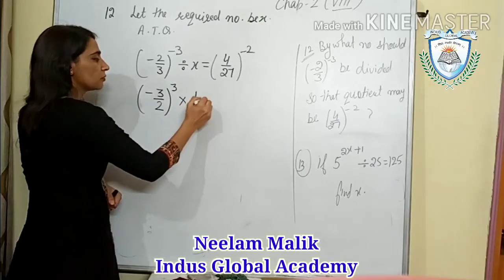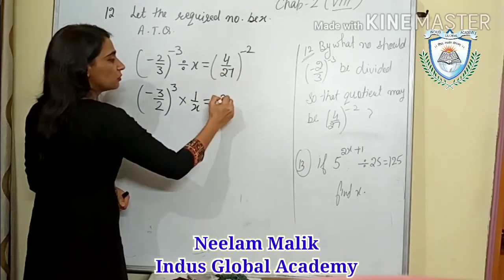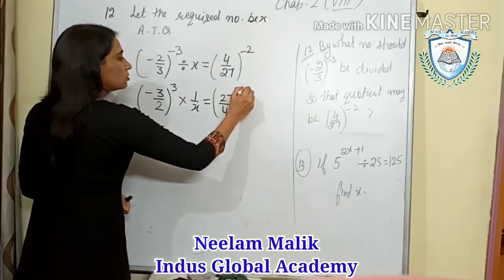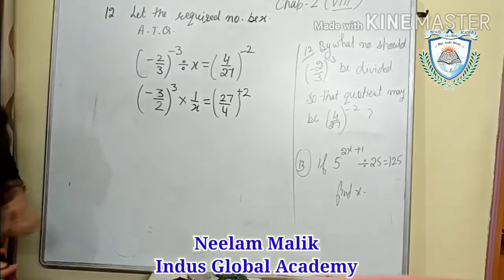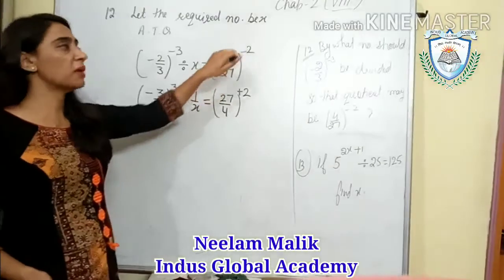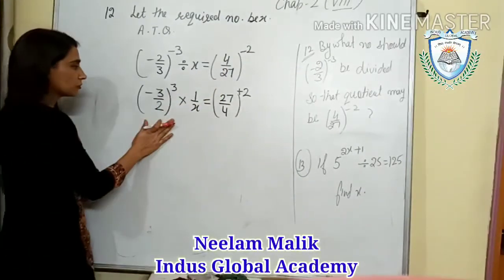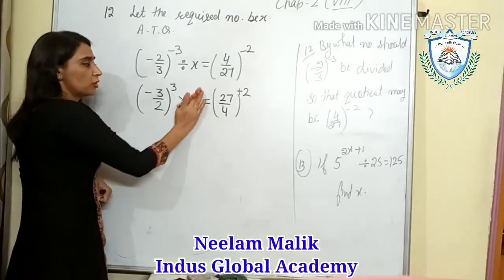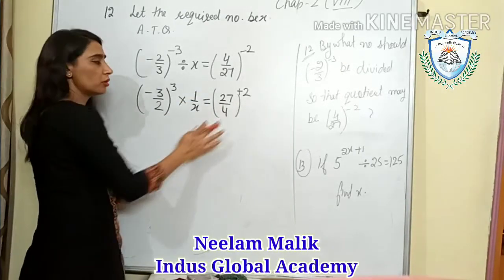1 upon x, here it will be reciprocal. This is 4 upon 27 and my power 2 will be positive. I do the reciprocal of the base and the power will be positive. Now I need the value of x from 1 upon x. So x will be on one side, the remaining will go on the other side.